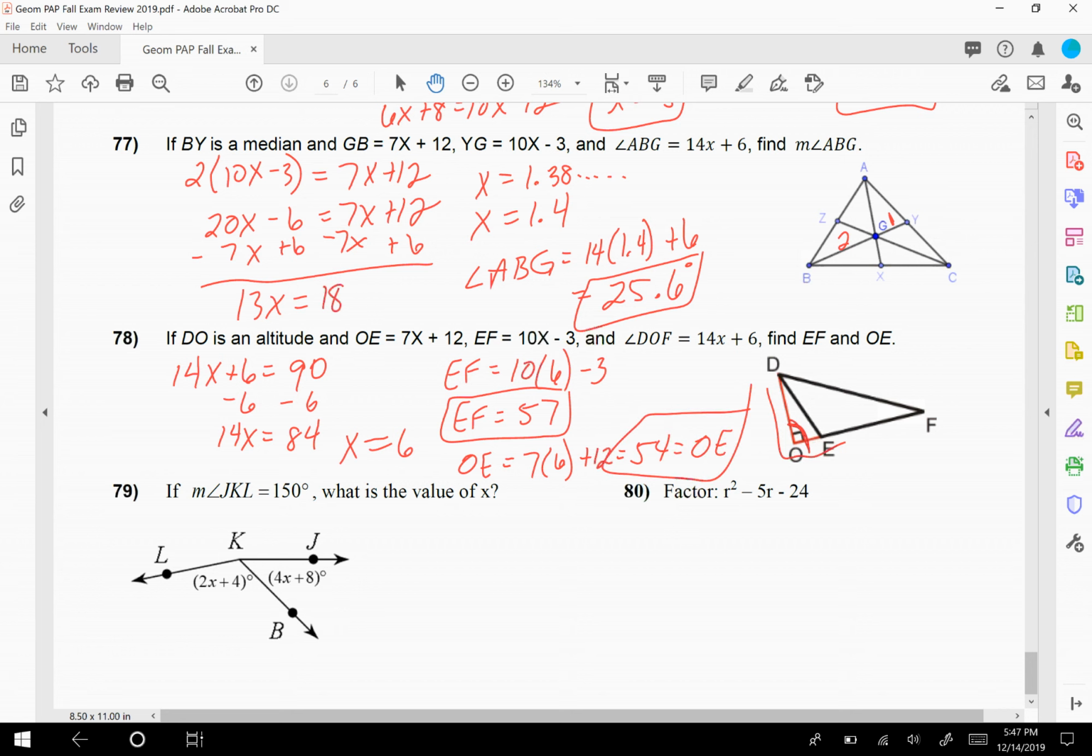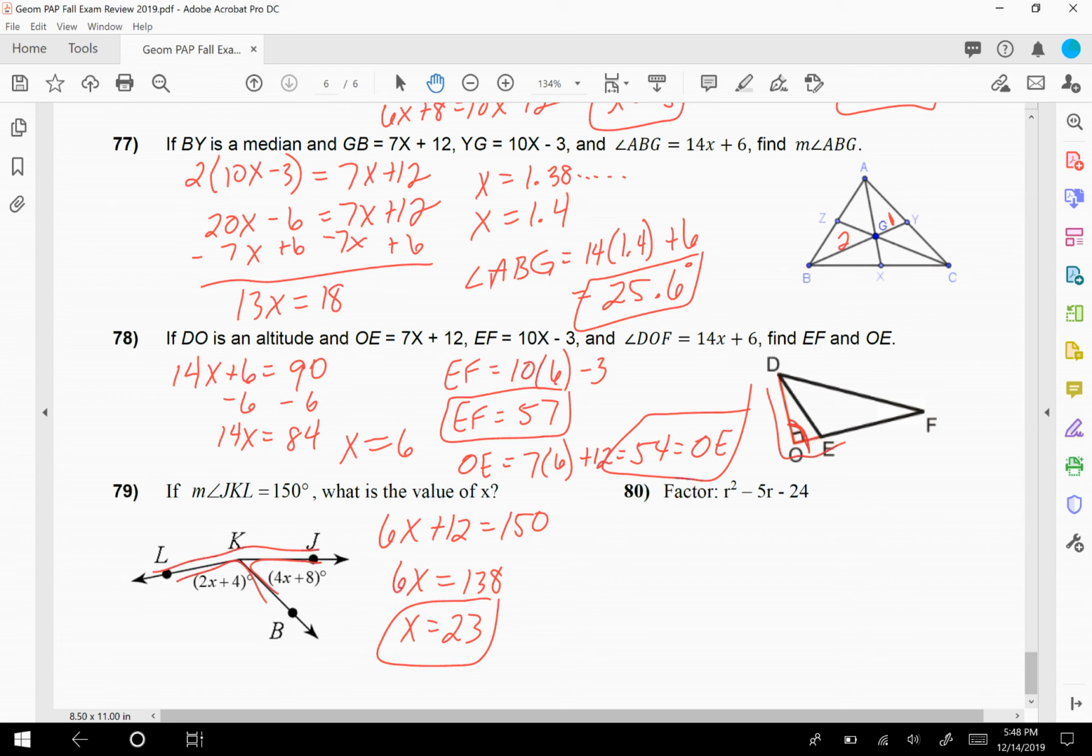And there we go. All right, last two. It says if the measure of angle JKL, so that's the whole big thing, is equal to 150, what is the value of x? Well, to find the whole big thing, you take the two small pieces and add them. So 2x and 4x, that is 6x. 8 plus 4, that's 12. And this is supposed to be equal to 150. So take away 12. So 6x is 138. And so we get x is 23.